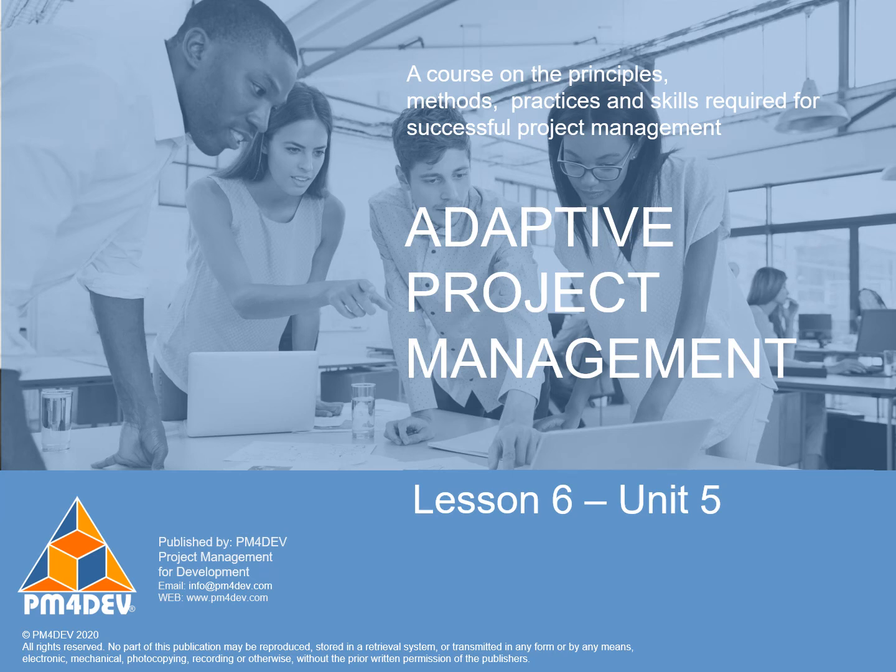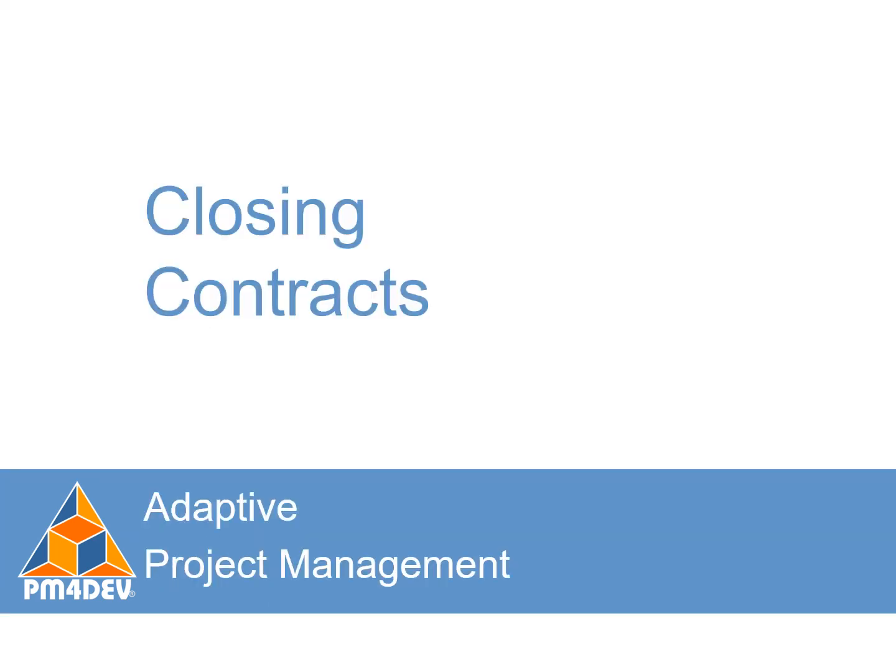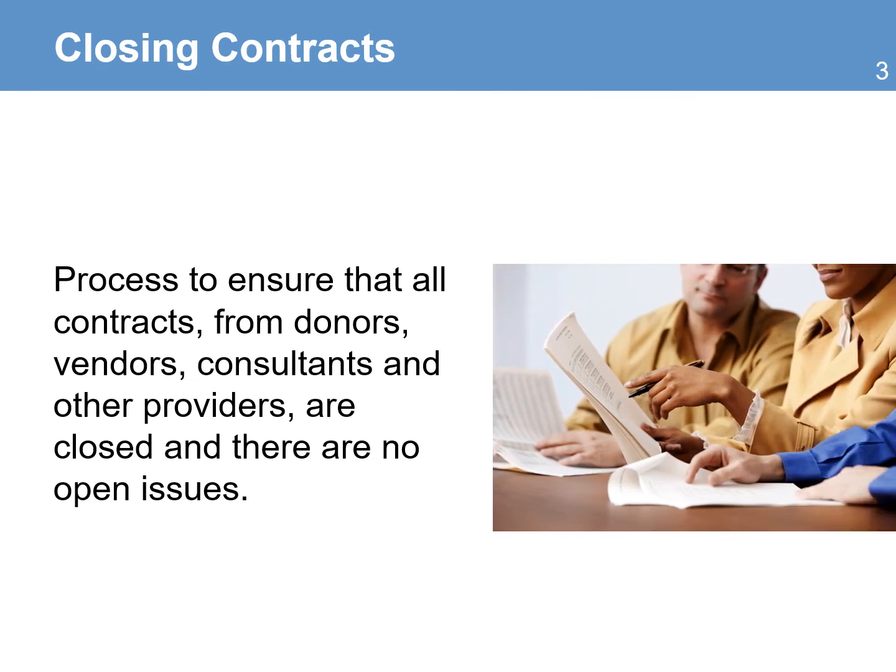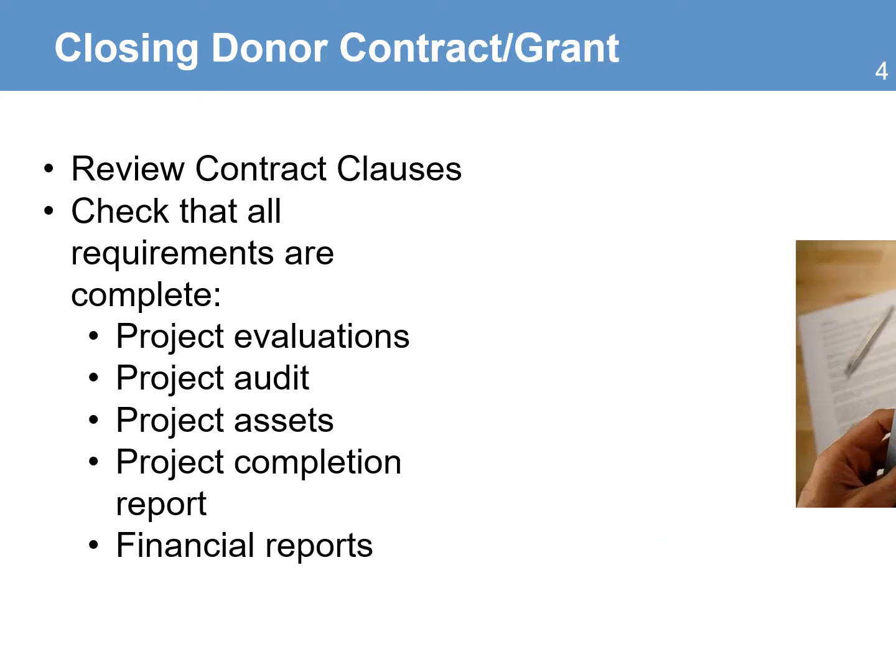Lesson 6, Unit 5. Closing the contracts. This is the process to ensure that all contractual obligations from donors, vendors, consultants, and other providers are closed to the satisfaction of all parties involved. This process ensures that there will be no claims or liabilities to the organization once the project ends.